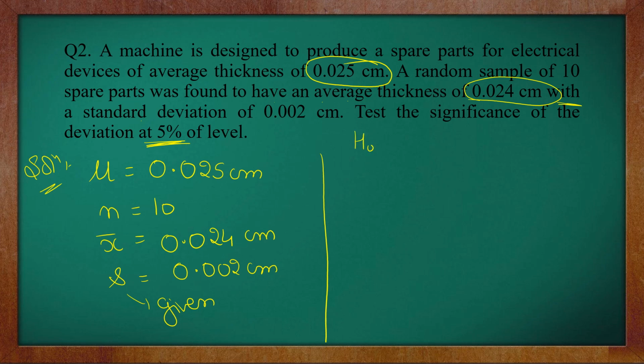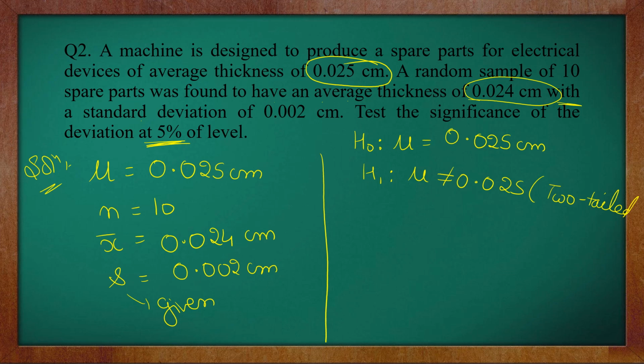So let's start. Null hypothesis: I think it's clear, there is no change, thickness is the same. Correct. But for the alternative, please see, are we using any word like increasing, decreasing, greater, less than, more? We are not using any, so it's just mu is not equal to 0.025. Which type of test? Two-tailed test. Okay, what is the sample size? Less than 30, so t-test.